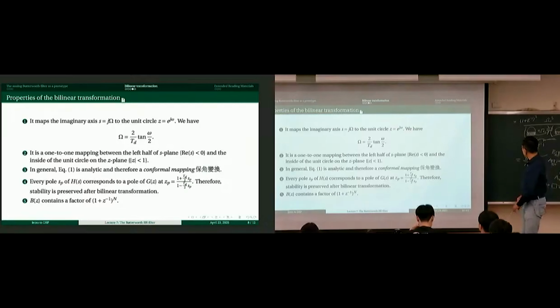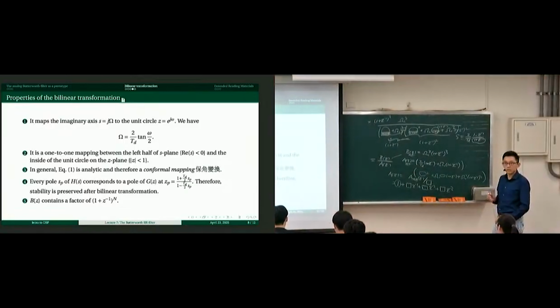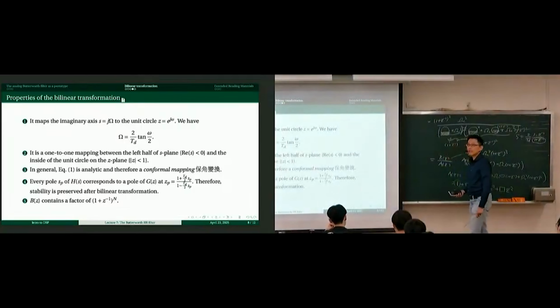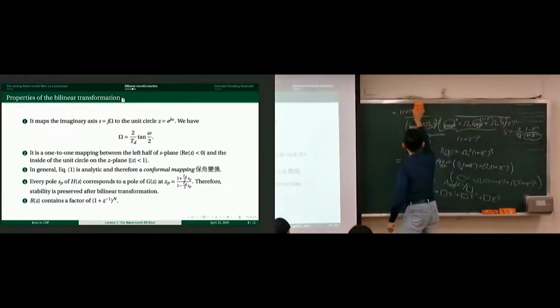Conformal mapping, have you learned the concept? Have you heard of it? Yes? No? Conformal mapping in Chinese is 保角变换. It means that somehow the angle is preserved. Literally, 保角嘛，保持角度, the angle is preserved. In what sense?